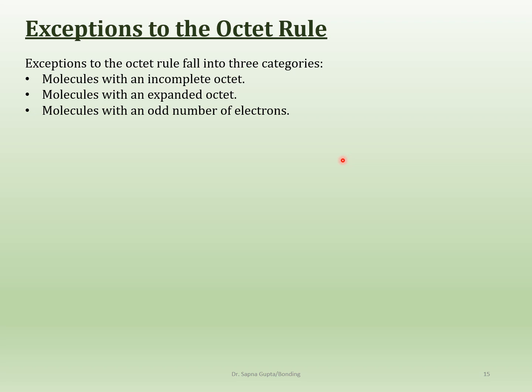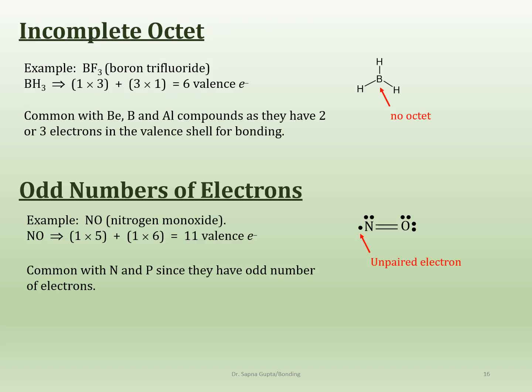I've said that before, but you have to remember it. And you have to remember also which elements are the ones that are going to have those exceptions, okay? So let's go through each of them. The first one here I want to take is the incomplete octet. The example there is boron trifluoride, BF3.